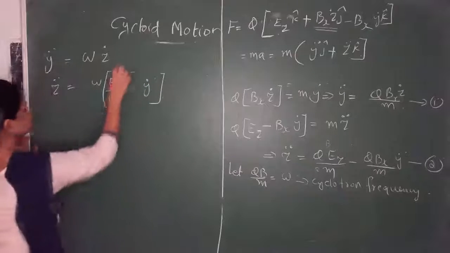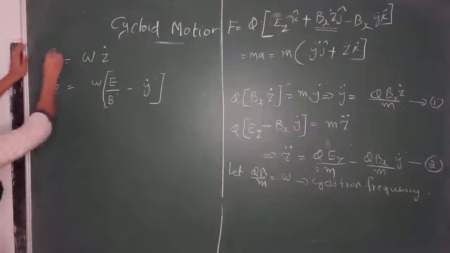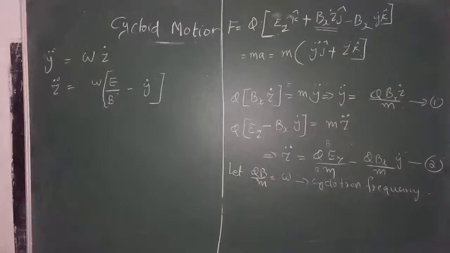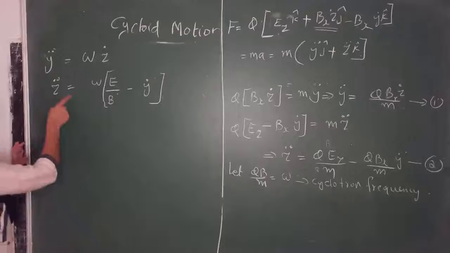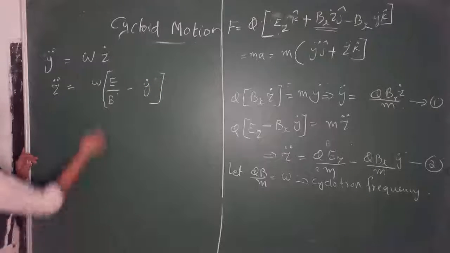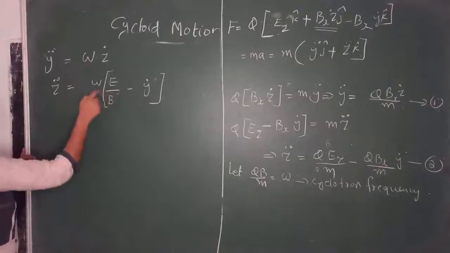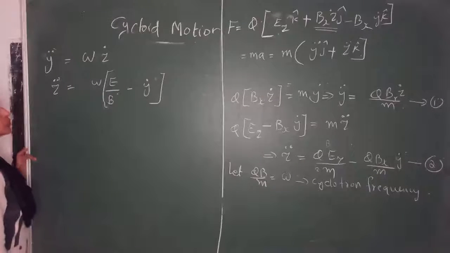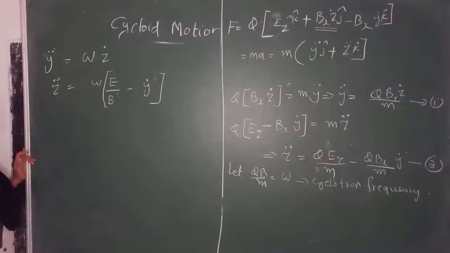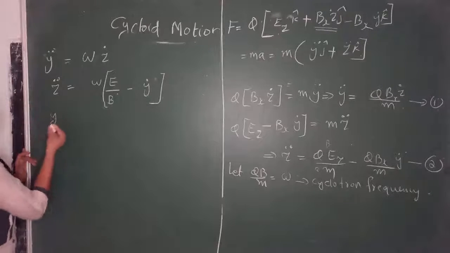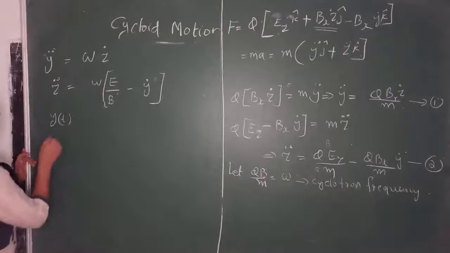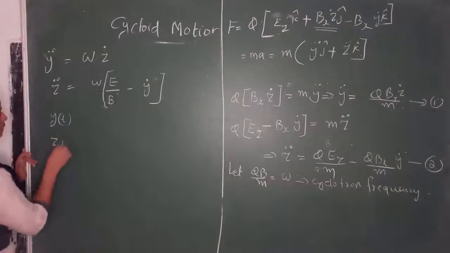So you have two equations here. One is y double dot and one is z double dot. These are the accelerations here. So this is a second order differential equation, and the solution for this equation may be a constant coefficient equation. So you can directly write the solution here, that is y is depending upon time and also z is depending upon time.